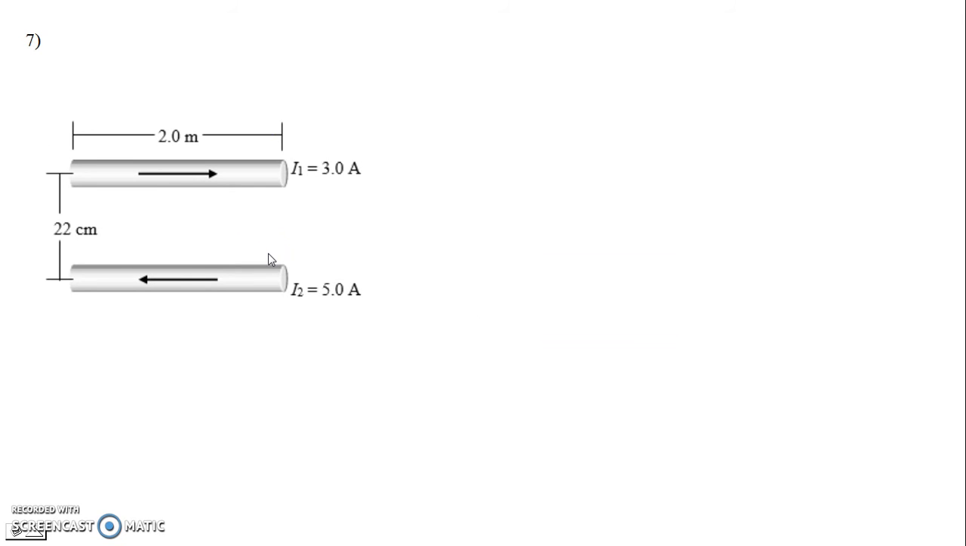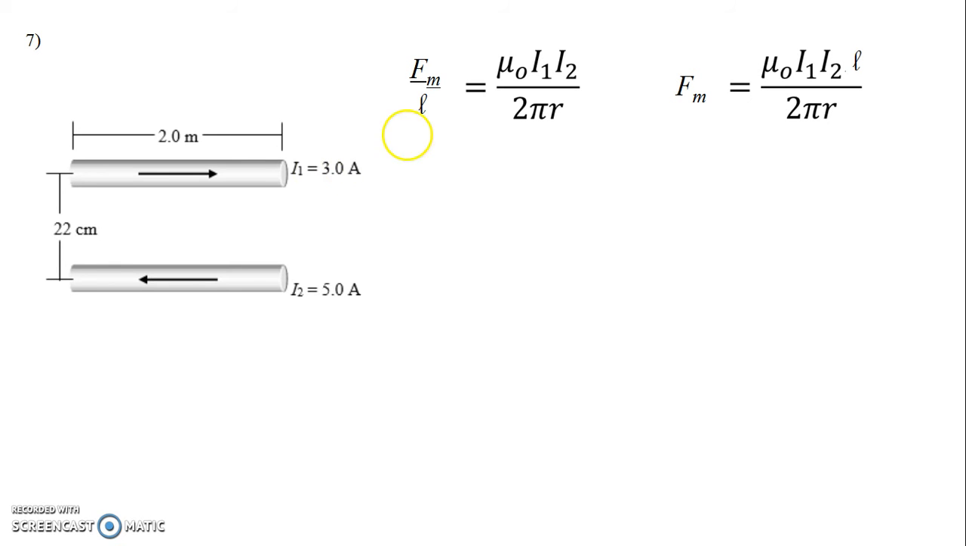Here we got 2 wires. Again, pause the video, solve the problem, come back. Okay, so in class, last time, of course, we developed the equation of force per length as mu naught I1 I2 over 2 pi r. We usually write it this way because it looks like the other force equation: a constant times the product of the two objects involved divided by something with distance. And then just move the L to the other side to find the magnetic force.